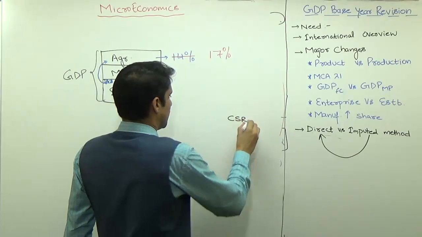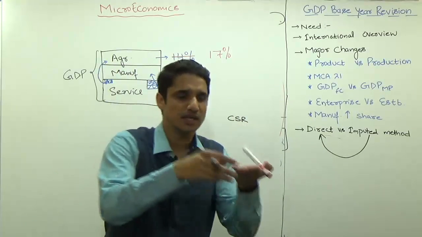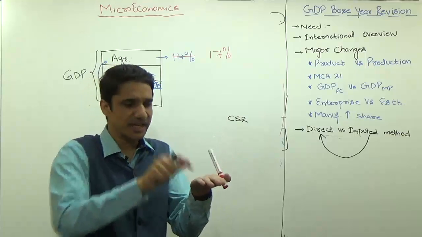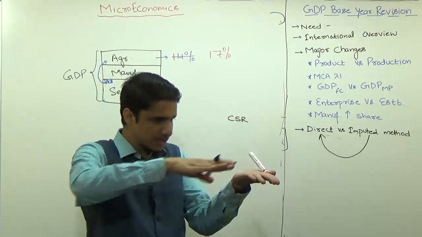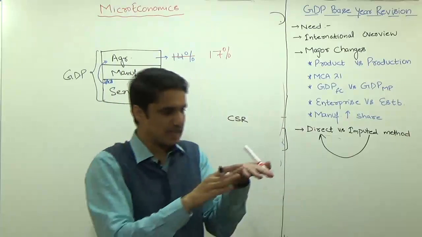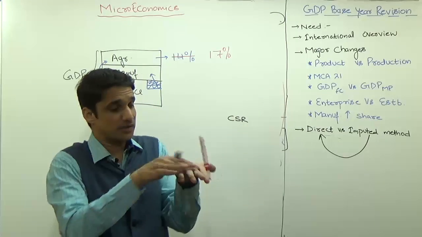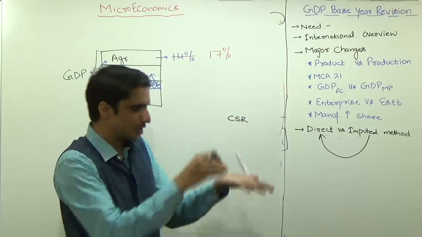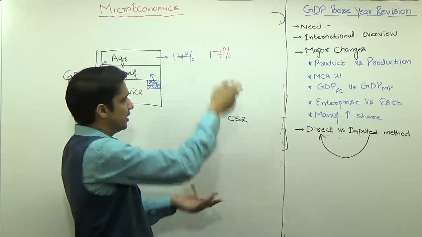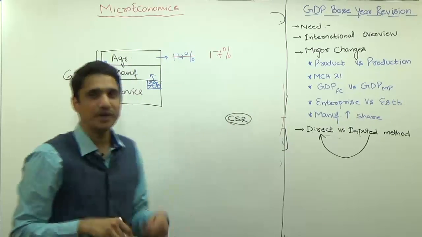Then once the item is shifted from the manufacturing hub to the headquarters, there will be a lot of marketing and sale activities that take place. Earlier all these marketing activities were considered under the service sector. But after the base year revision, whatever marketing and sale activity is happening will be counted under manufacturing only. Similarly, corporate social responsibility will be counted under manufacturing.